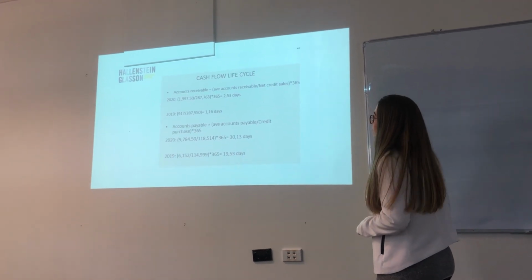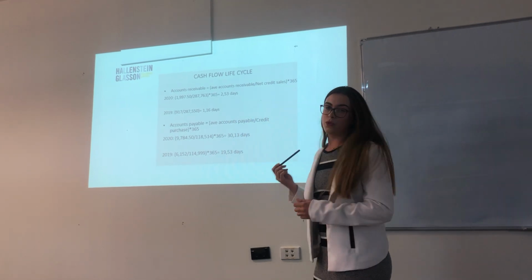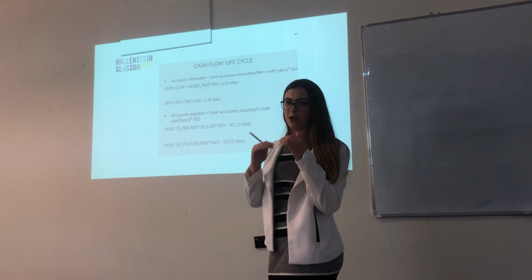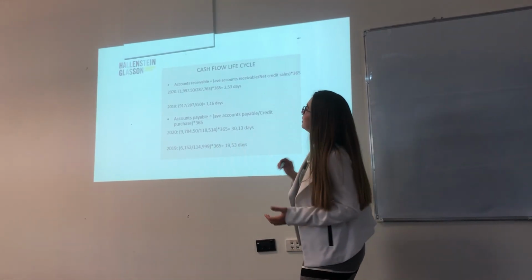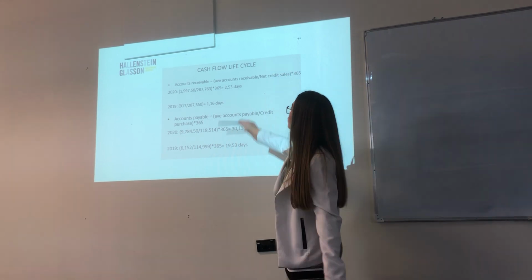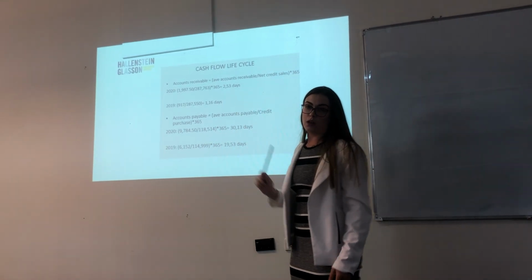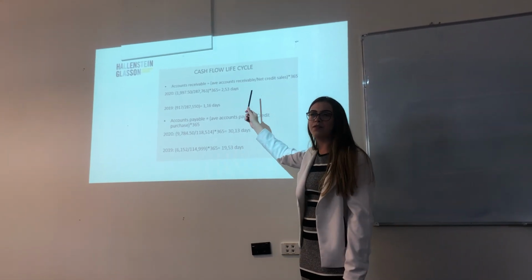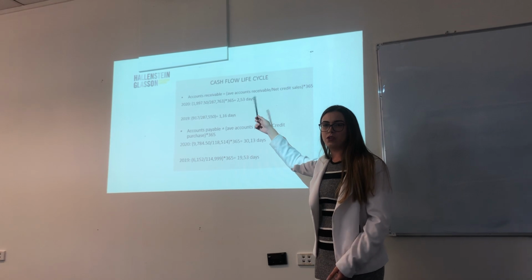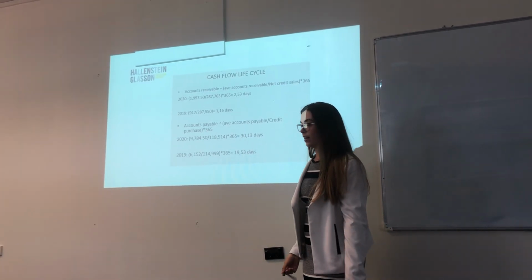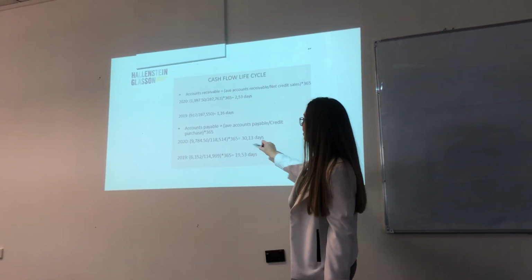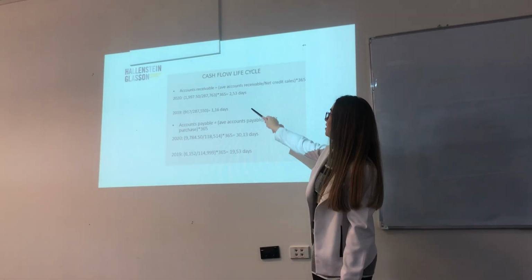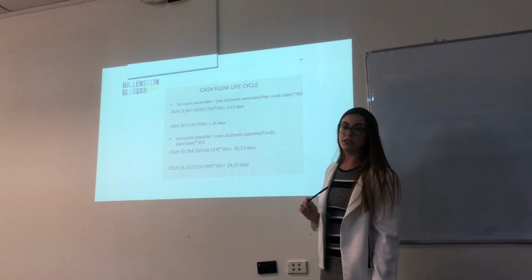Now about the cash flow life cycle. So we get the complete cycle, but we have to do some calculations before. The first one is accounts receivable. That is just 2 days for them to get the accounts receivable. So they get the money in just 2 days, which for me is very good. And for the payable, they have 30 days to pay their bills. Which means it's good because they can receive in 2 days, but they can pay in 30 days.